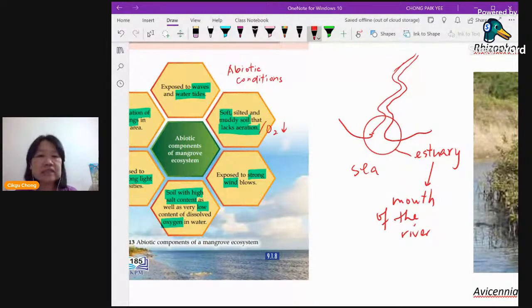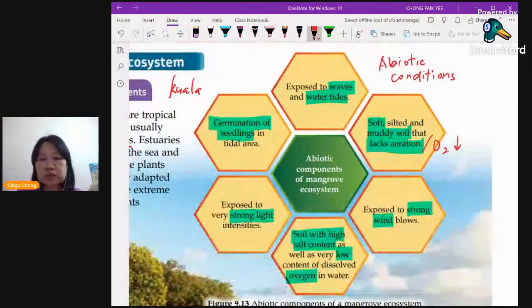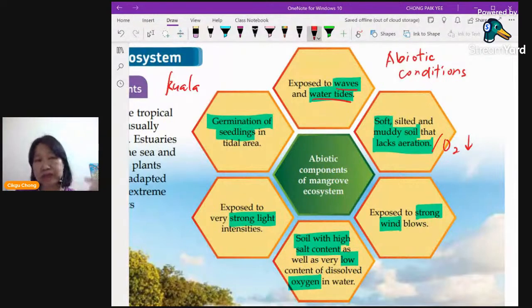Let's look at the abiotic conditions there. At the kuala sungai, this is what you have. There will be waves. It is exposed to waves from the sea, and also water tides. Water tides follow the time of the day. One day the water will rise up to the top, and then at night the water will go down, isn't it? So there's a rising of the tide and what we call the receding of the tide. In Chinese we say 涨潮. That means the water comes up to the beach very high. That's usually in the daytime.